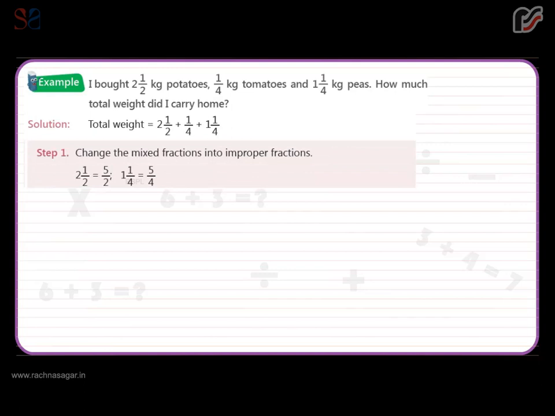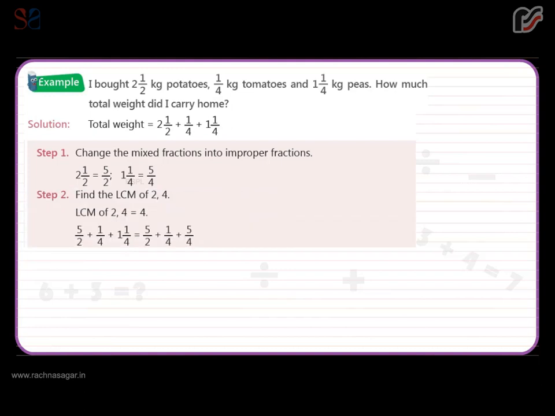Step 1. Change the mixed fractions into improper fractions. 2 1 upon 2 is equal to 5 upon 2 and 1 1 upon 4 is equal to 5 upon 4. Step 2. Find the LCM of 2 and 4. LCM of 2 and 4 is 4. 5 upon 2 plus 1 upon 4 plus 5 upon 4.